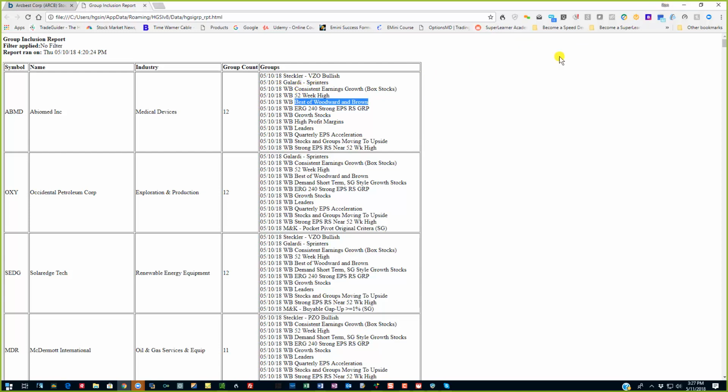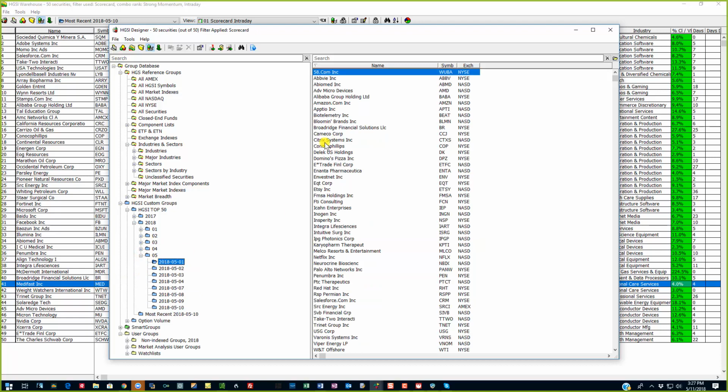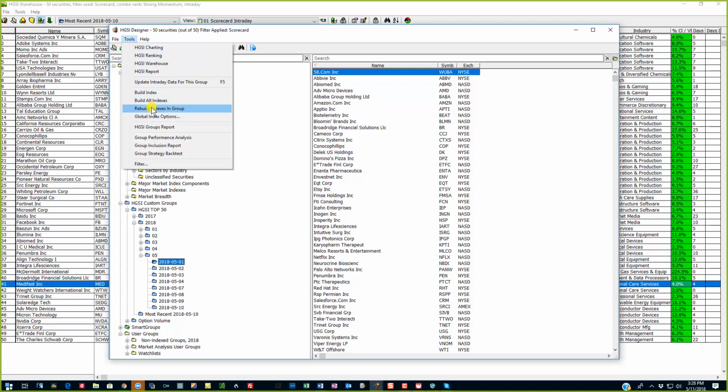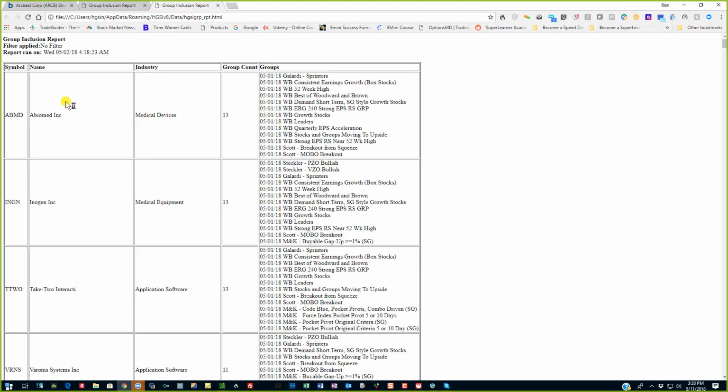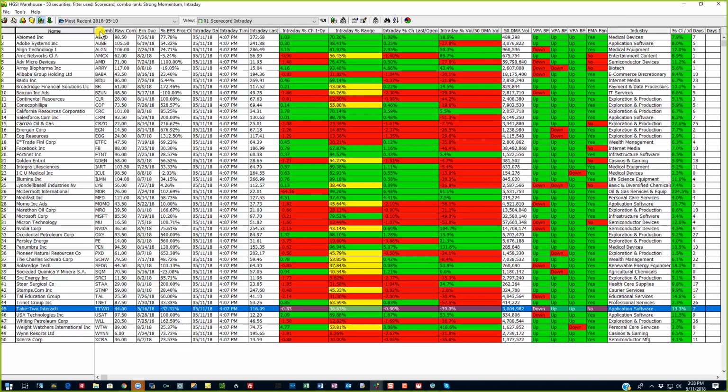Now this is for yesterday, but if you go back in time, let's go back to the 1st of May, and then you go to tools and you select the group report. It's going to be for that date. Notice over here where my mouse is, it says 5/1. So look, I just happened to pick 5/1 again, and look what the top stock was, ABMD. So let's go look at ABMD. I'll just sort on symbol.